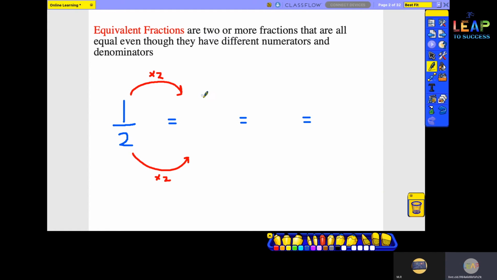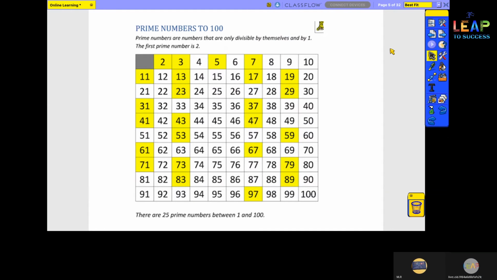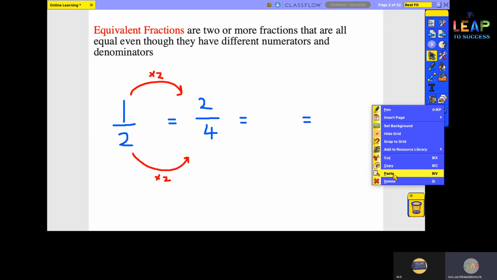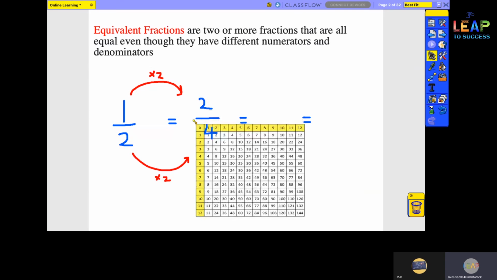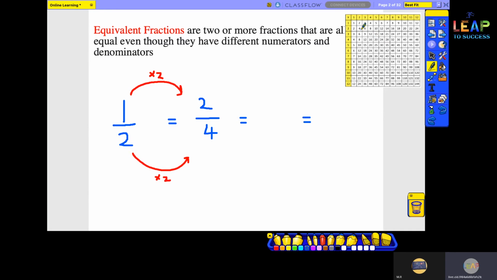2 times 1, in your head you should know. And then 2 times 2 is 4. Again, if there is any situation where you're having trouble with your knowledge, I'll just quickly put this times table on the side for you, and that way you can keep an eye on your times table knowledge if needed. So 2 times 1 is 2, 2 times 2 is 4.